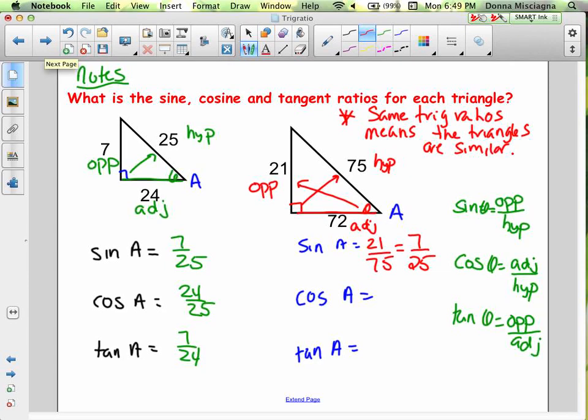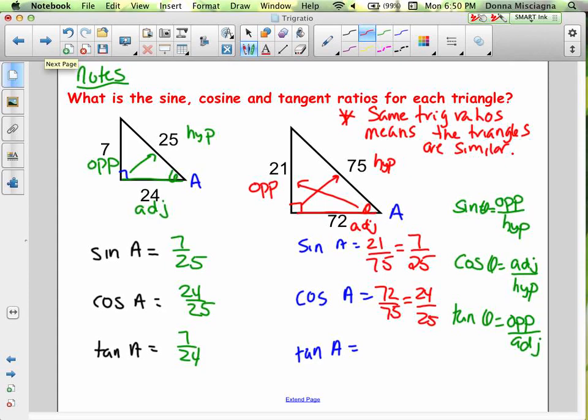Now the cosine ratio is going to use the adjacent side, which is 72, over the hypotenuse, which is 75. And hey, these are both divisible by 3 as well. 72 divided by 3 is going to be 24, and 75 divided by 3 is going to be 25. Hey, that's the same as the other triangle. Boy, a lot of coincidences here.